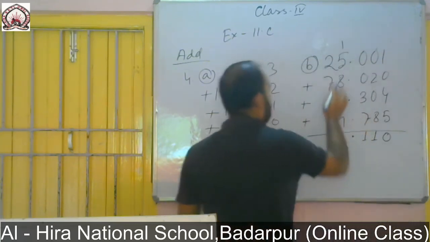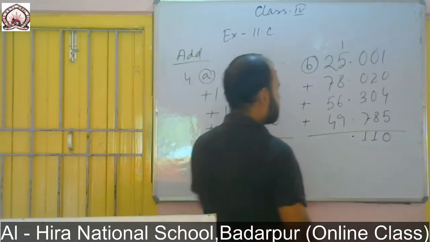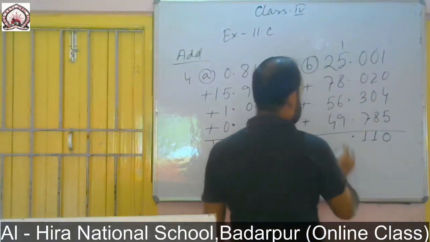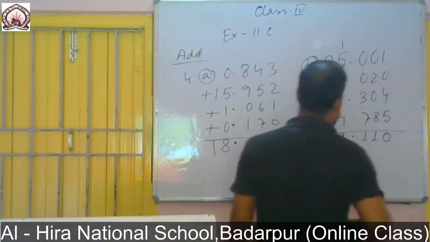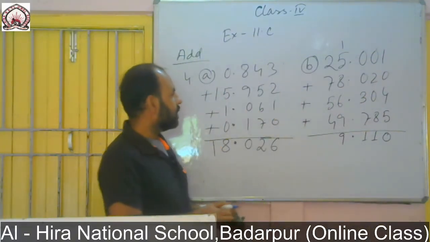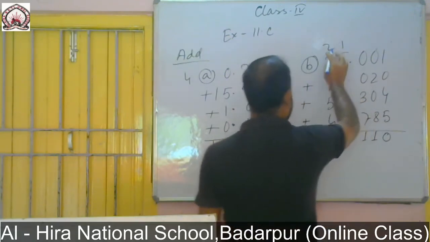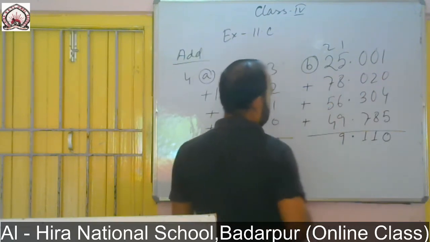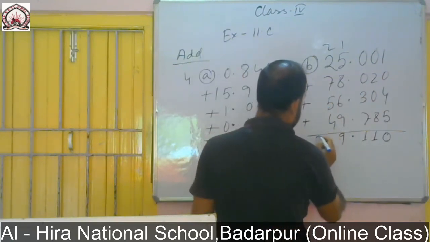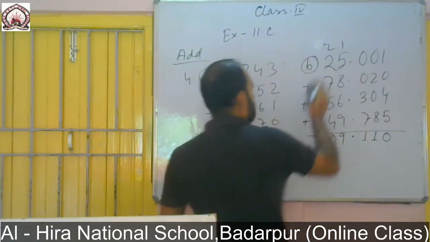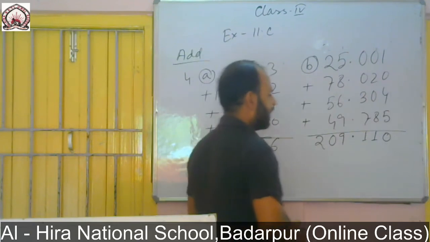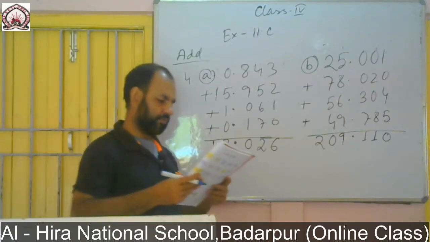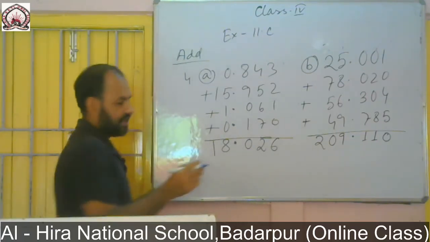Here's point. Now 5 plus 1 is 6, 6 plus 8 is equal to 14, 14 plus 6 is 20, 20 plus 9 is 29, 9, 2 in my hand, 2 to 4, 4 plus 7, 11, 11 plus 5, 16, 16 plus 4, 20. Answer is 209.11. Next, question number C.